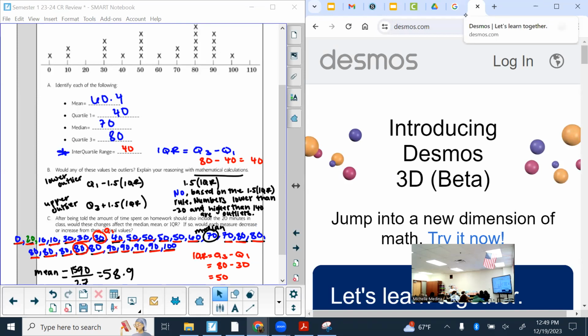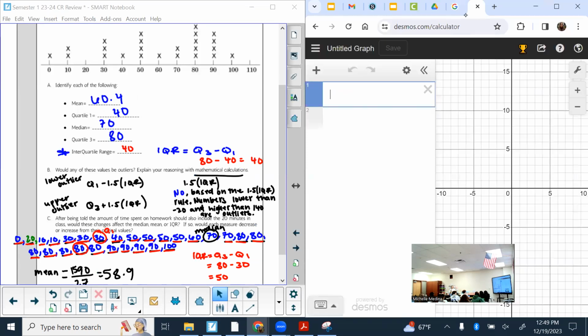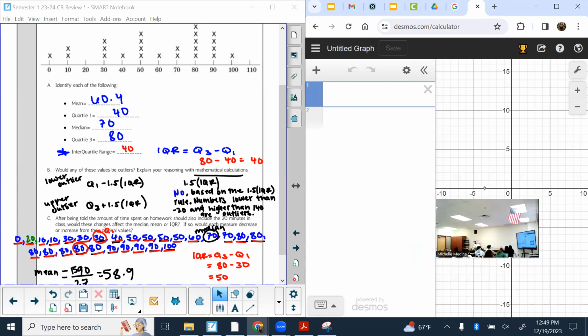Can someone remind me how to use Desmos for this? Like, what would I have to do first to make it compute things like mean, quartile 1, median? What do I need to do first? You need to put your data in. Pick a letter, and some letters don't work. Like I found out R doesn't work and E doesn't work. But usually I'll use D for data.